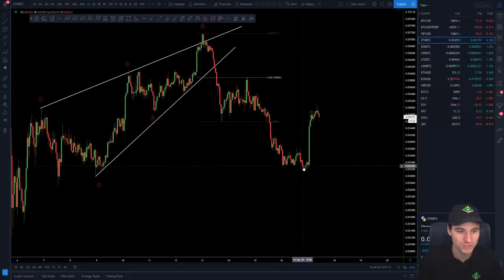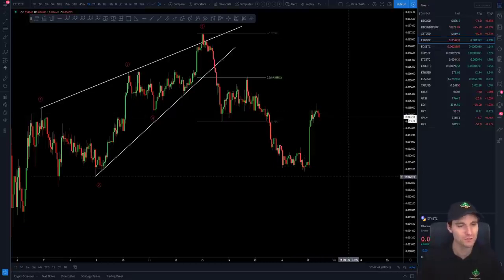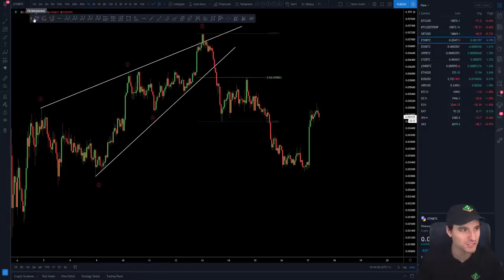Why could we have envisioned that this was going to come down to literally this exact level to the sat? And then from this level, we were going to get the bounce. You might be thinking right now, there's no way you can predict this. There's no way. Well, let's take a look into this.